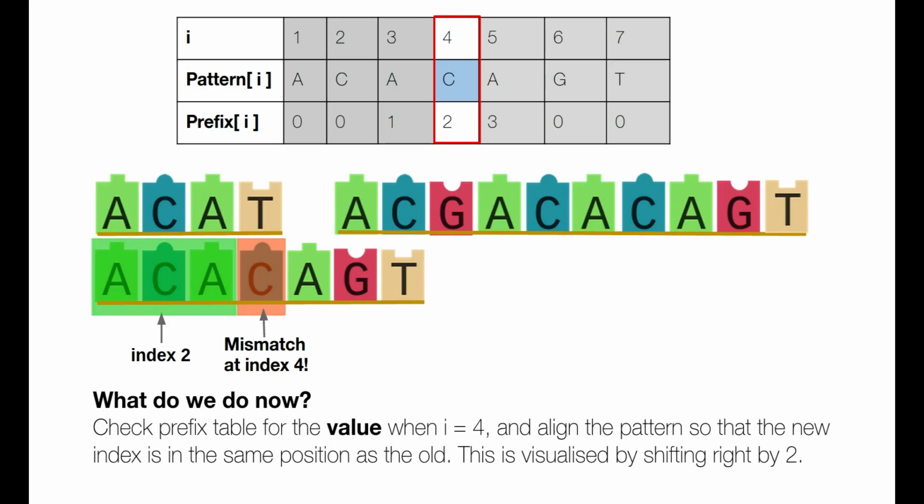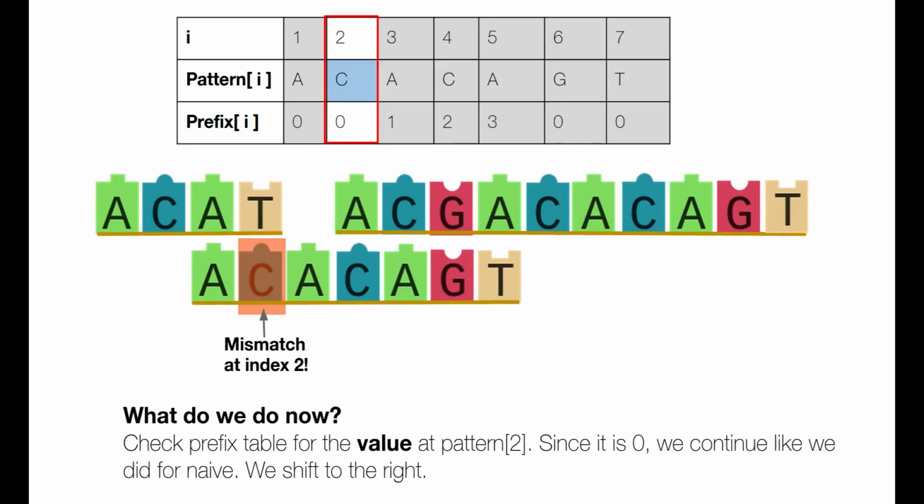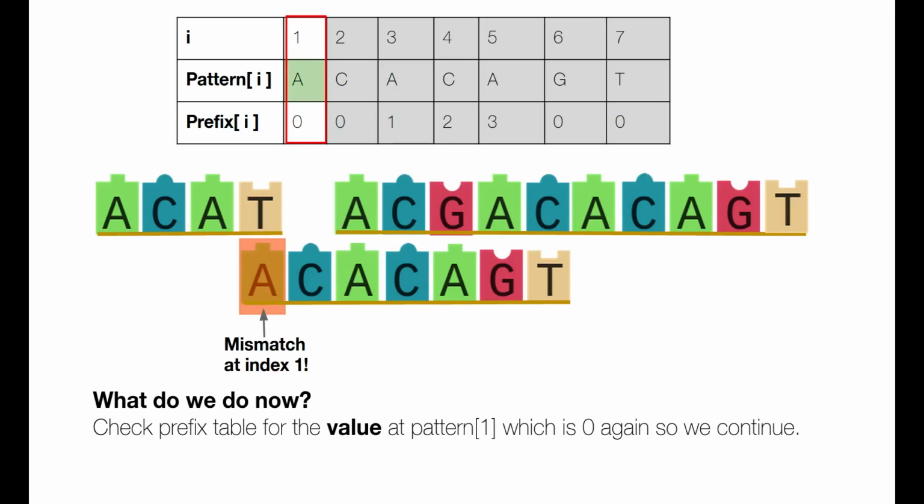This means we should shift the pattern so that the second index in the pattern is aligned with the mismatched position. This equates to shifting the pattern right by 2. We now compare the index in the text to the new index in the pattern. We find another mismatch, and so we look up the value in the prefix table. We find that the value is 0. This indicates that there are no skips we can make, and so we continue by shifting the pattern right by 1. We now compare the first character of the pattern to where we found the mismatch in the text.